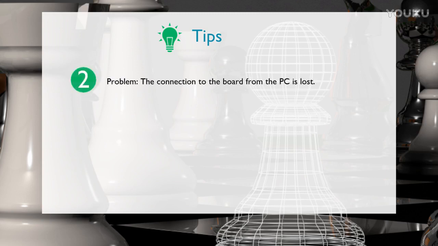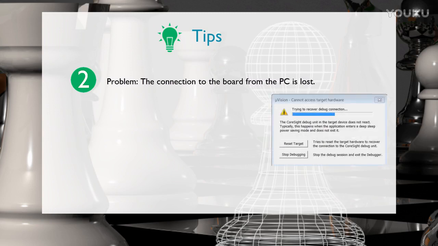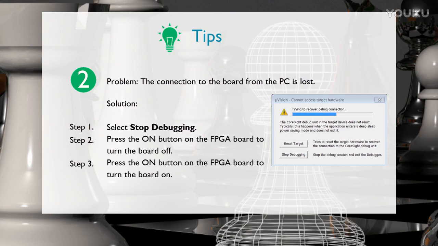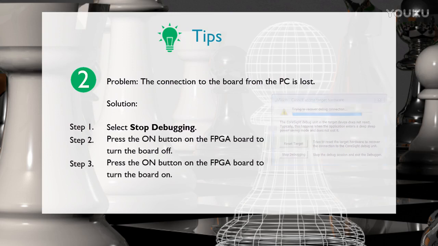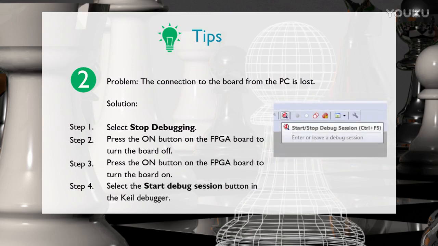Second, if the connection to the board from the PC is lost while the debugger is running, such as the USB cable becoming disconnected from the PC, you'll see this warning. To resolve this, select Stop Debugging, then power cycle the board by pushing the On button twice, then select the Start Debug Session button to start a new session.